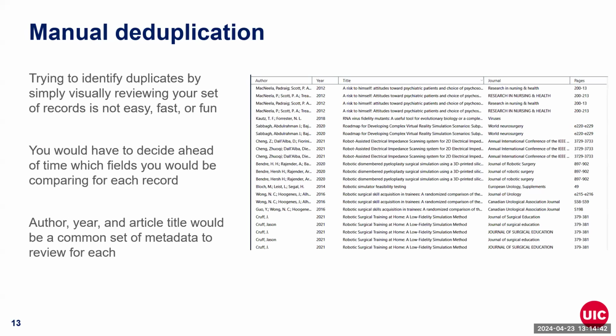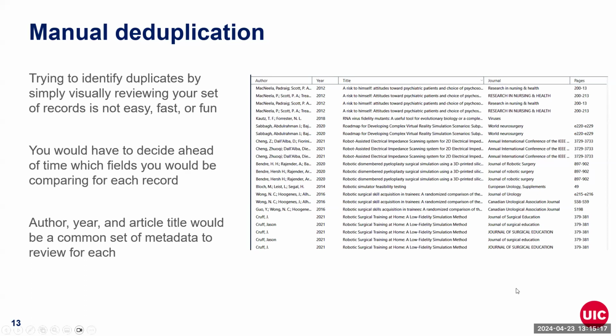So manual deduplication. Pretty much everything in this webinar is about thinking that this is probably not the best way to handle deduplication, but I want to have a slide about it. The hard thing is it's not easy, it's not fast, and it's not fun. You have to decide ahead of time which fields you're going to be comparing for each record. Author, year, and article title would be a common set of metadata to try and review for each.